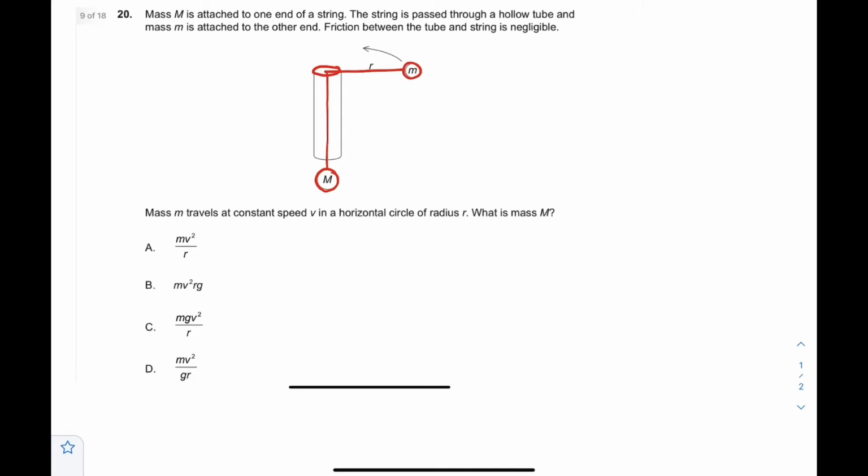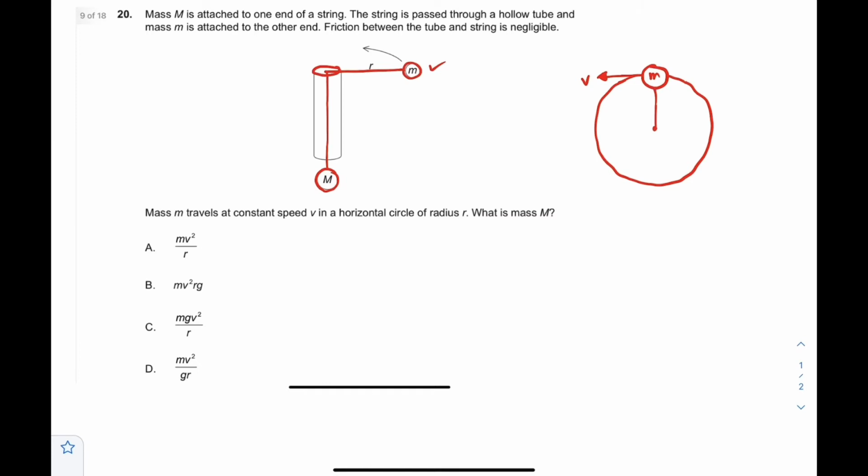So the mass m travels at a constant speed v in a horizontal circle. So this mass m, if you look from above, it will travel in a circle like this. Okay, so this is our mass m, and it is actually travelling in this circle with, suppose, a velocity v. Okay, and this is the string that is attached. So if I just draw the free body diagram, we can get a better view.